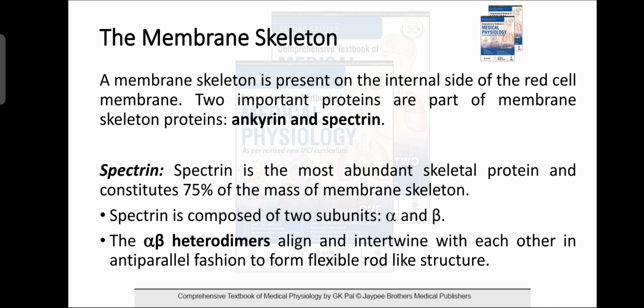The membrane skeleton is present on the internal side of the RBC membrane. In it, 2 important proteins are present: ankyrin and spectrin. Spectrin is the most important skeletal protein and constitutes about 75% of the mass of the membrane skeleton. Spectrin is composed of 2 subunits, alpha and beta. Alpha and beta align and intertwine with each other in an antiparallel fashion to form a flexible rod-like structure.